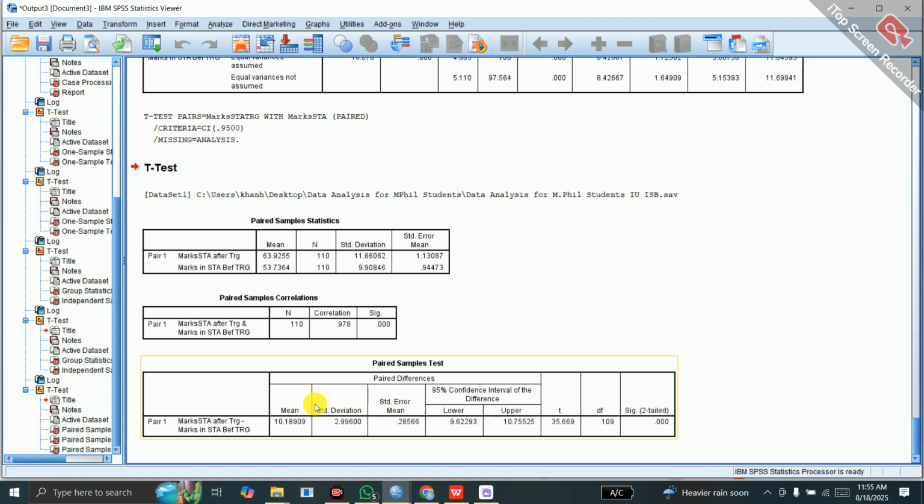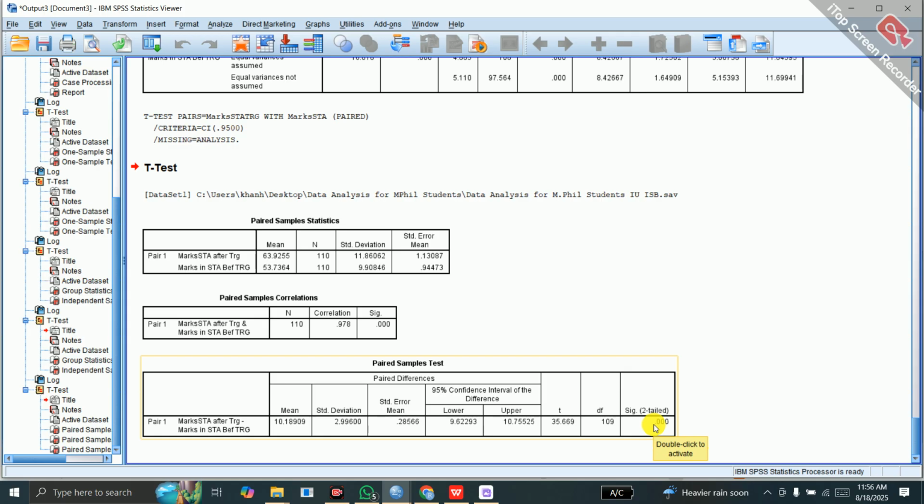And in this table we have the mean difference, that is the paired difference between the two. If you subtract this value from this value, we get this value. This is the mean difference. And this is the paired difference standard deviation, and this is the standard error of the mean difference. This is the 95% confidence interval, and this is the paired sample t-test value, which is equal to 35.669, and the degrees of freedom is 109, because this is n minus 1, so n is 110, and this is the p-value of the two-tailed significance, and this is 0.00, so this is highly significant.